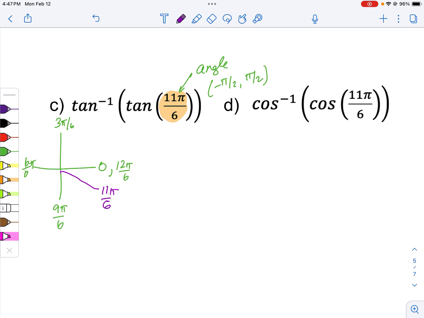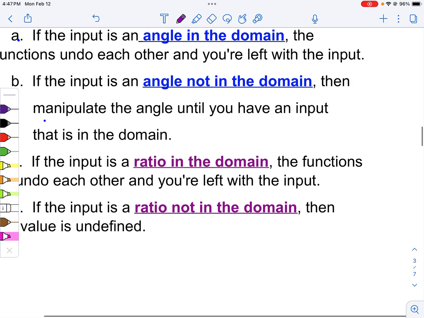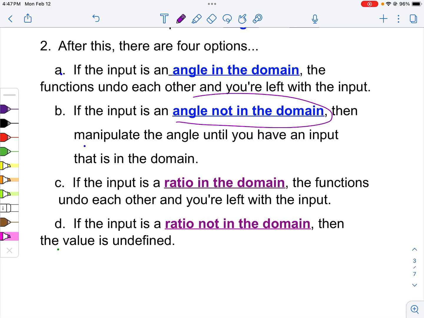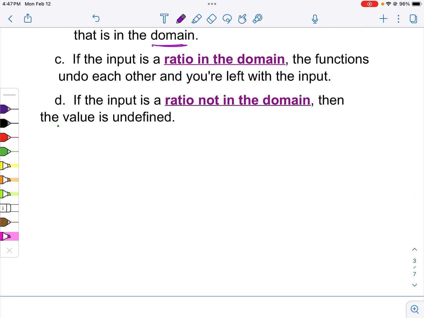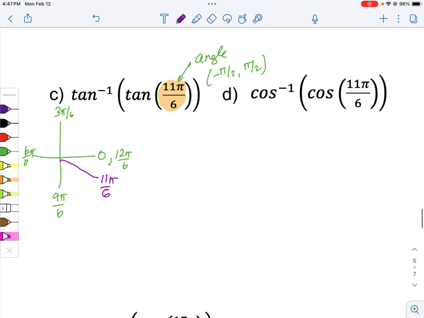We talked a lot about reference angles on the first day. So because it's an angle, I'm going to scroll back real quick and look at the directions. Because our angle was not in the domain, we can manipulate it and rewrite it so that we can get it within the restricted domain. The only thing we have to be careful with is I have to replace 11π/6 with an angle that has the same trig ratio. Okay, so we talked about this the other day.